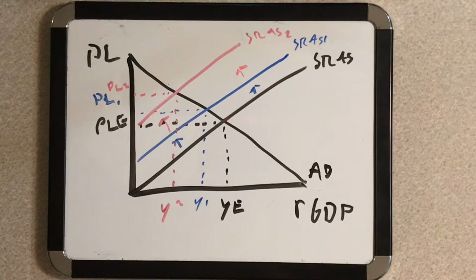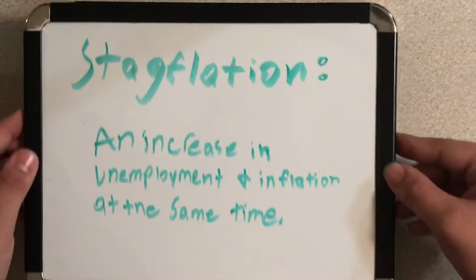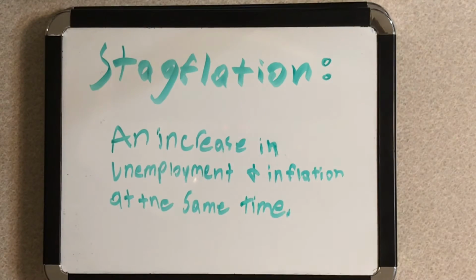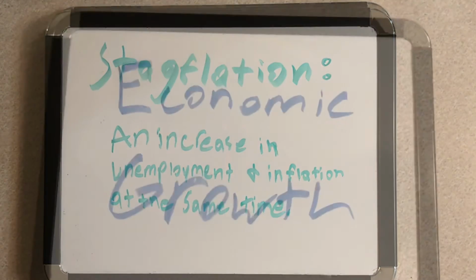When short-run aggregate supply decreases as both shifts in a double shift, that is called stagflation. Stagflation is an increase in unemployment and inflation at the same time.